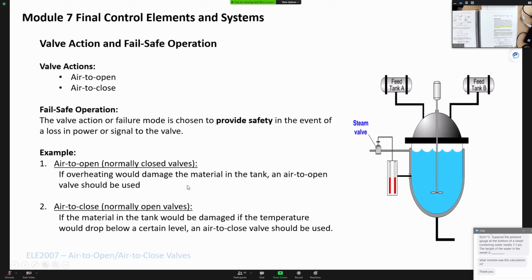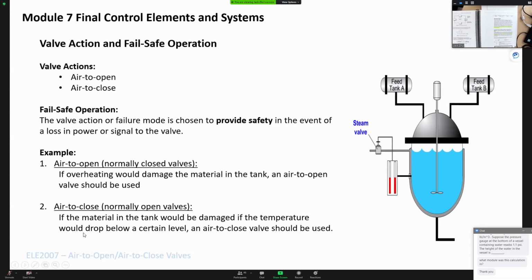So if you're preventing overheating, you use an air to open valve, because if you keep supplying that steam and the control signal or air signal fails, with an air to close valve you don't have the air, so you cannot close it. The heating is always going to go to the tank. That's where it's going to cause damage. The air to close one becomes a normally open valve.